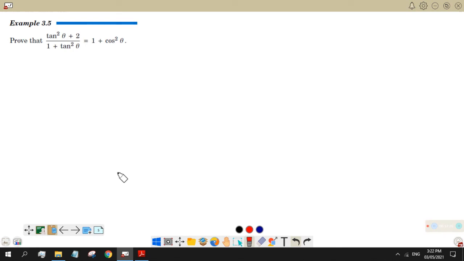Okay, now, let's do this one. We have tangent squared theta plus 2 over 1 plus tangent squared theta is equal to 1 plus cosine squared theta. Okay. So, dito, paano yung gagawin natin?